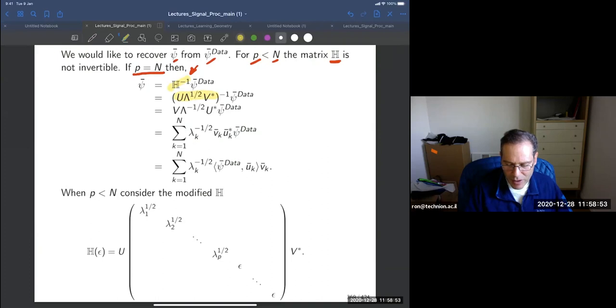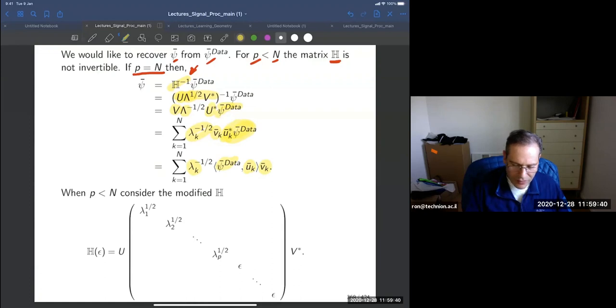Now the inverse of the conjugate would just be V. The inverse of the eigenvalues would just be one over the eigenvalues. And the inverse of U would just be the conjugate. And this should multiply psi data. Now psi data can also be written out, so this can be done explicitly. What we see is that we have to project psi data onto the U space, and then use it as coefficients that multiply one over the singular values that multiply the V space.